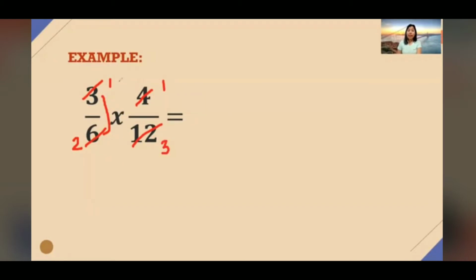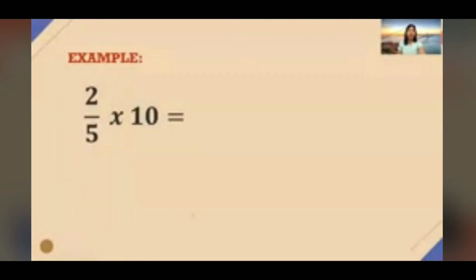So after this, we may multiply them already. So 1 times 1 is 1, and 2 times 3 is 6. So as you can see, we just got the same answer. So instead of going through that long procedure, we may use this cancellation method. So this one is much simpler.